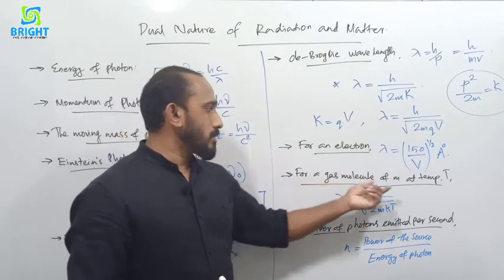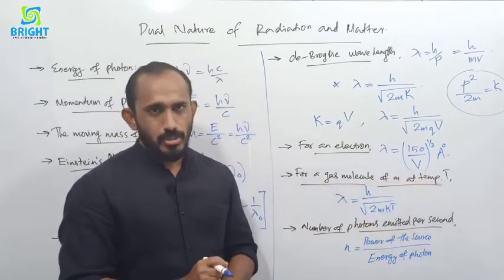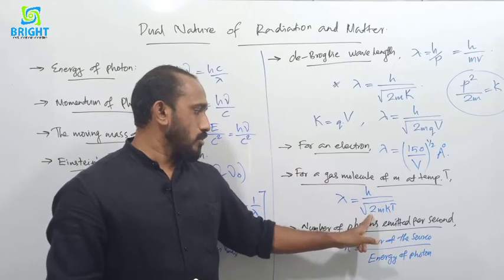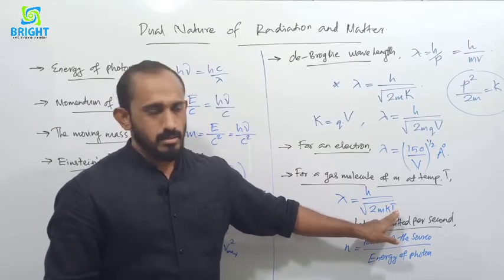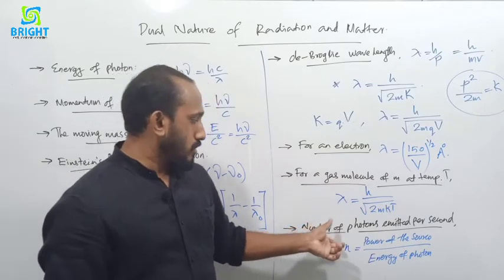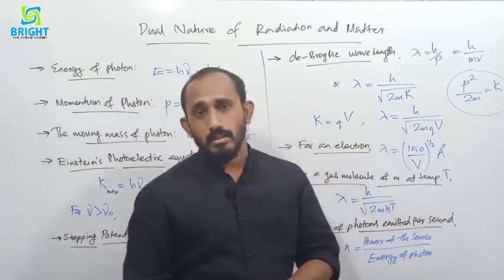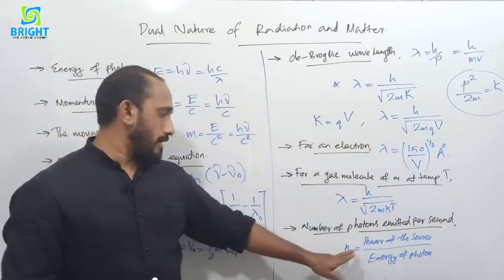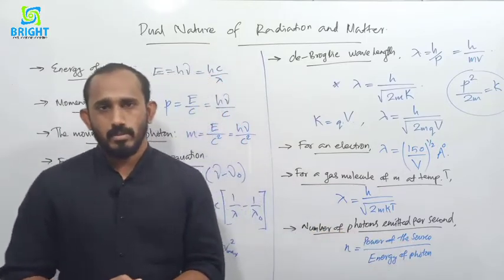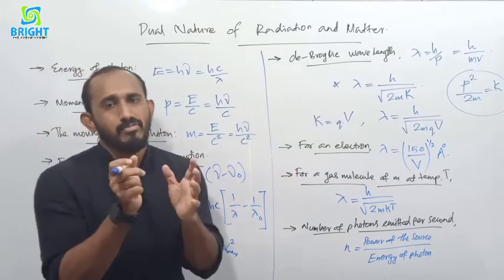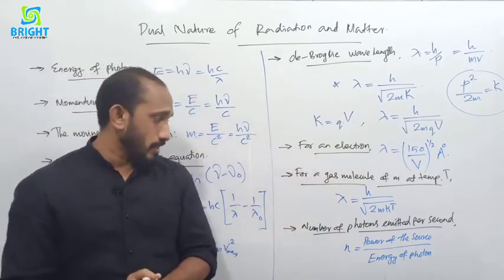And for a gas molecule of mass m at temperature T, lambda is equal to h by root of 3mkT, where T is the absolute temperature. And the number of photons emitted per second from a surface can be written as n is equal to power of the source divided by energy of the photon. If you take the ratio, you can find the number of photons emitted from a surface.